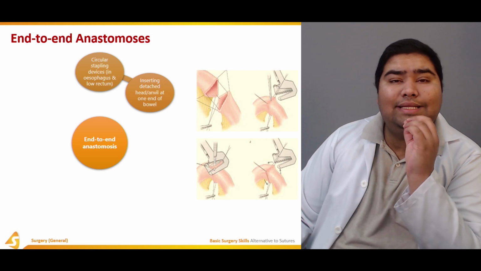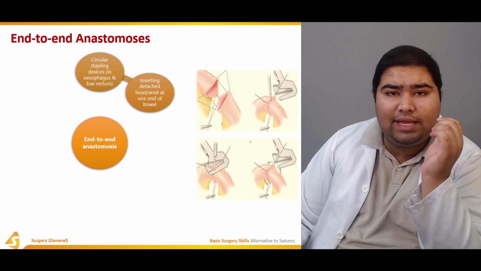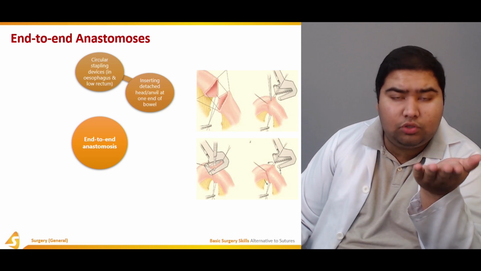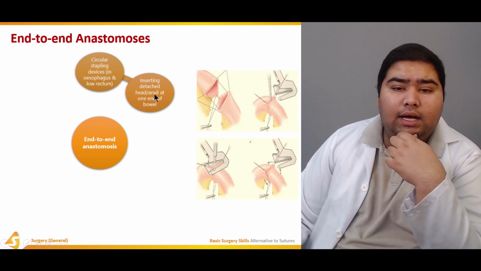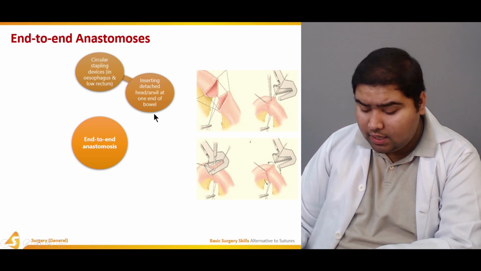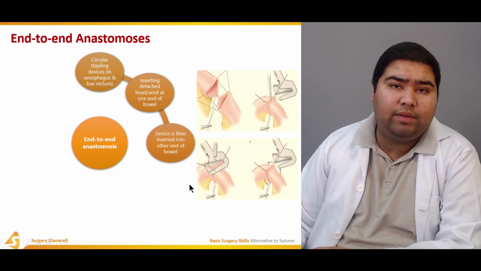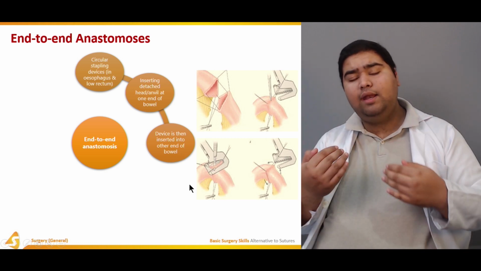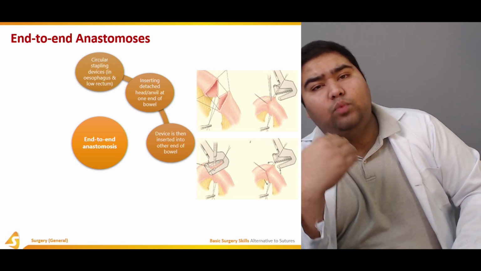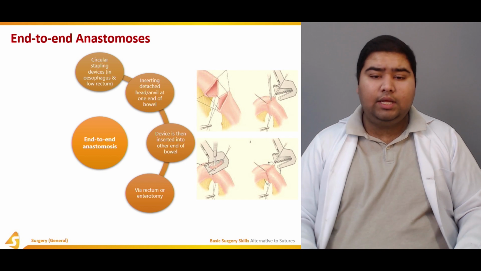So now the inserting detached head is entered in through one of the ends. It can be either end of the bowel or the end of the esophagus. Now, the device is then inserted into the other end of the bowel. So you insert one end of the device on one side of the tube and the other end to the other side of the tube.